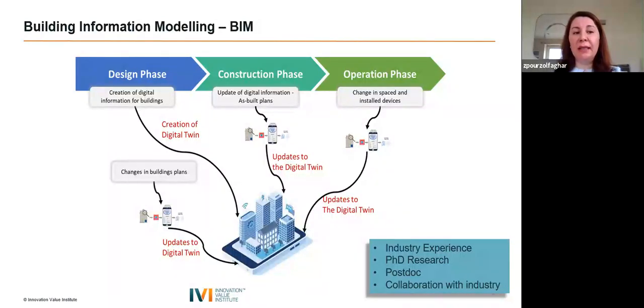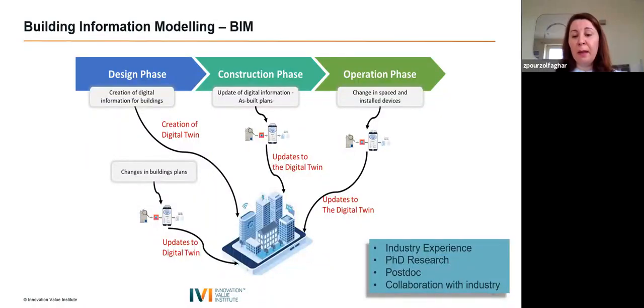Just shortly saying, BIM is not only the abbreviation for building information modeling, it's also building information management. BIM is a process through which we keep the digital information for buildings up to date. As you can see here, the digital information for buildings is created over the design phase, and then we have updates of this digital information in the construction phase and also in the operation phase.